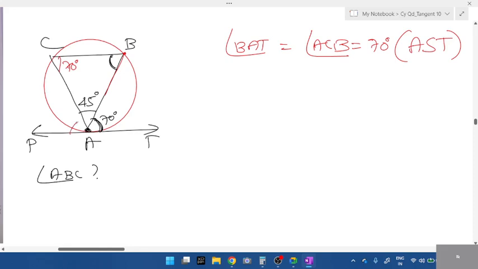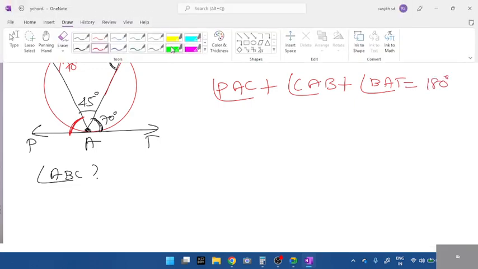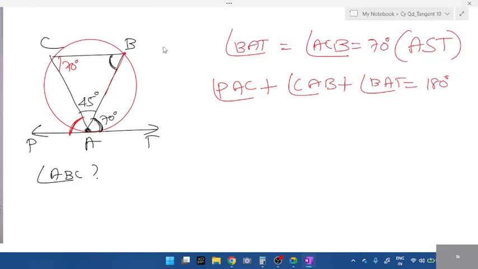Use the straight line concept, and what do you get? This part is 65. If I use a straight line, you have to split it into three parts. You have to write angle PAC plus angle CAB plus angle BAC is equal to 180. Straight line angle. Imagine I keep a protractor here. In this protractor, there are three angles formed. 70 degrees, 45 degrees, total value is 180.